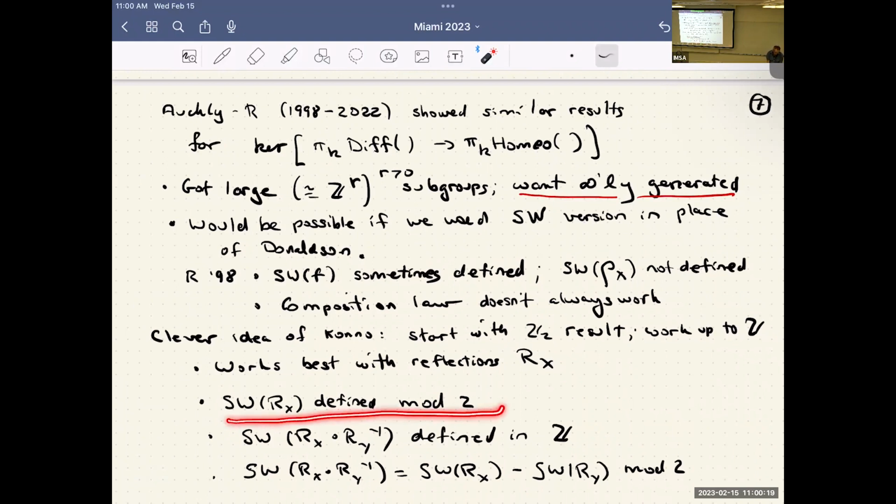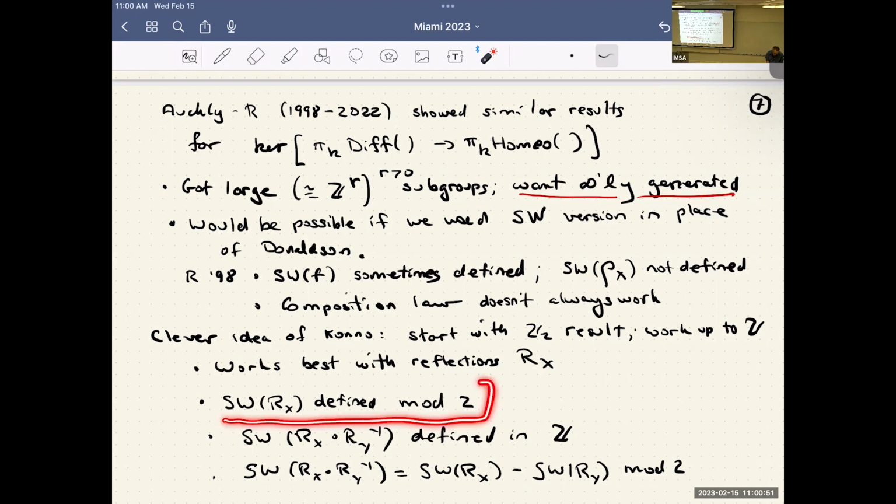For those reflections, you could do this mod 2. For the experts in the room, I think on this side of the room, this all has to do with the difference between mod 2 and not mod 2. It has to do with orientation. Well, anybody would guess that has something to do with orientation, but this has to do with whether these diffeomorphisms preserve or don't preserve orientations of some moduli. So somehow that's what's going on here.